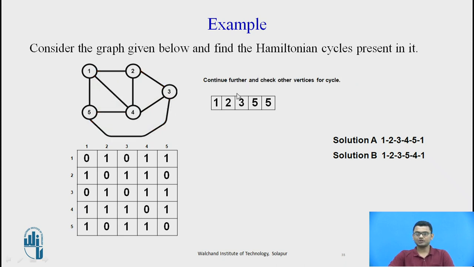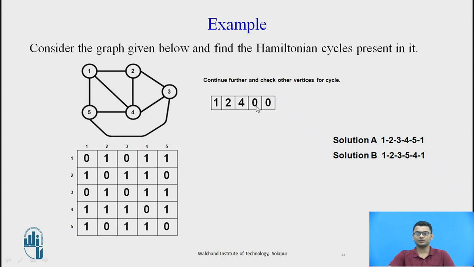So again, we continue further and check for other cycles. We cannot visit 5 again since it has been previously visited. We backtrack to 0. Now again, we cannot go ahead from 5 to 6, so we make it 0 and we backtrack. Now I can visit from 2 to 4. 2 to 4 is a valid edge, so we can visit 4 after 2.